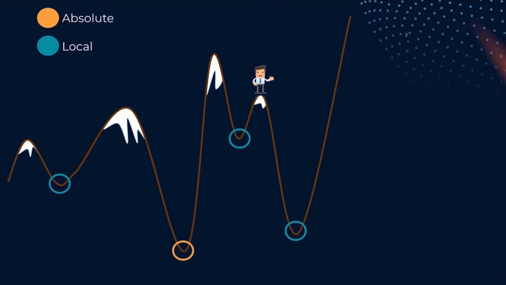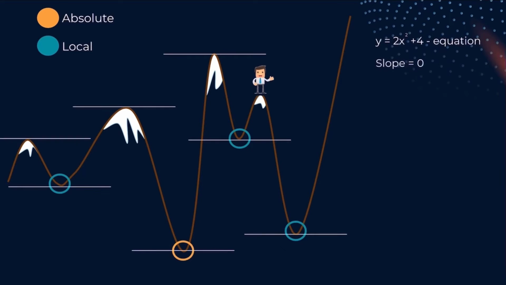Let's say the equation is y is equal to 2x plus 4. To find the minimum, we must start by finding the slope, because at every minimum and maximum of any equation, the slope is 0. To find the minimums, we must find the points where the slope is 0. This is where differentiation, or slope, comes in.